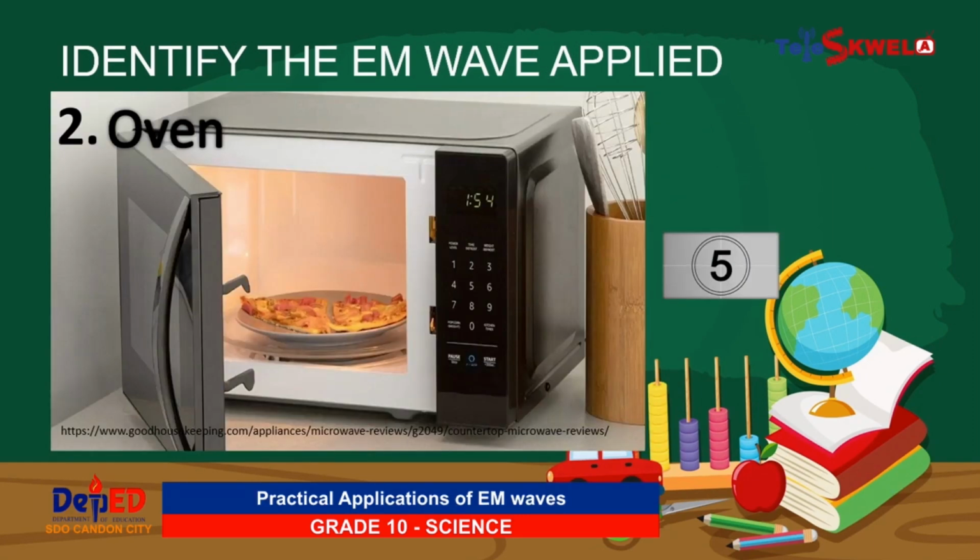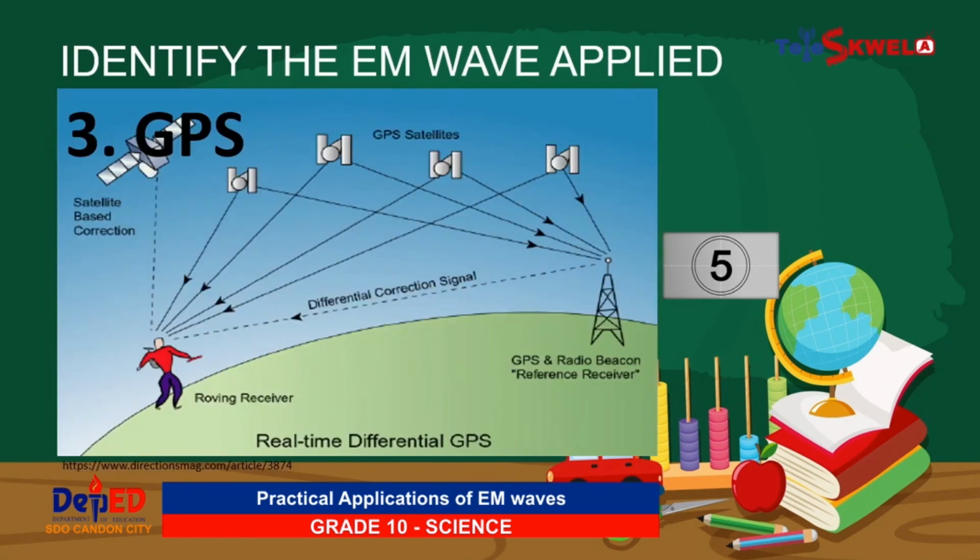Number 2 image is an oven. What kind of electromagnetic wave is used to cook food in an oven? The correct answer is microwave. Very good. Number 3 image shows GPS. What kind of electromagnetic wave is used in GPS? And the answer, radio waves.